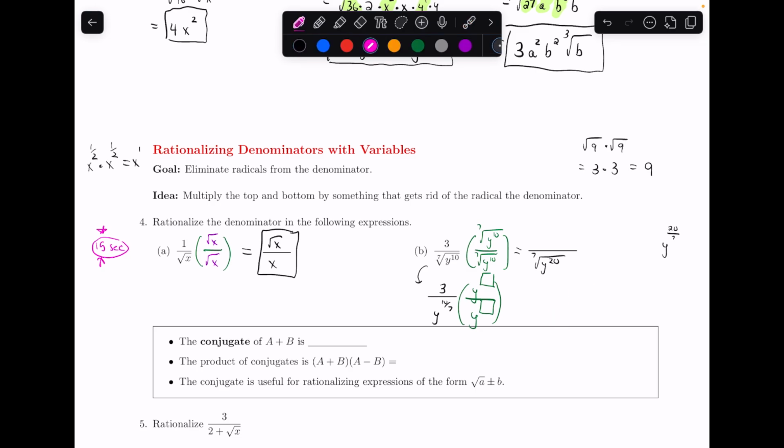So I want you to pause the video for 1 minute to think about that. Can you think of what you would put here as the power? So that once you multiply these terms and end up adding the powers, it becomes really nice.